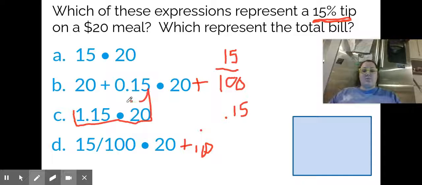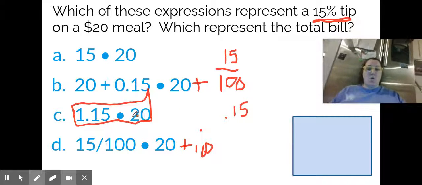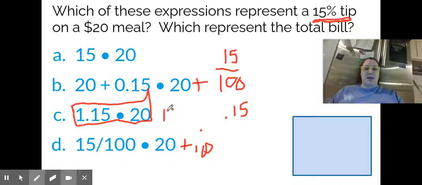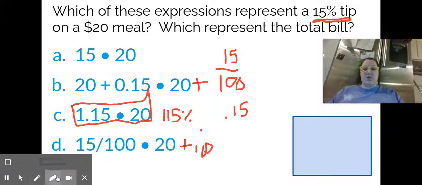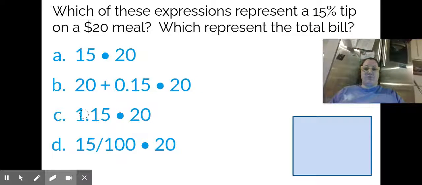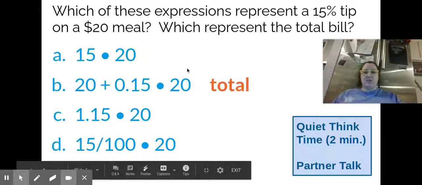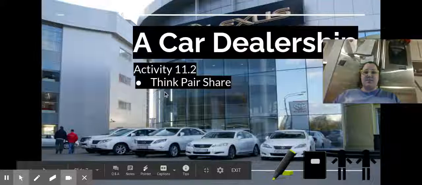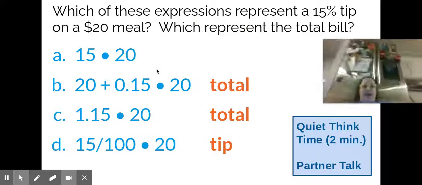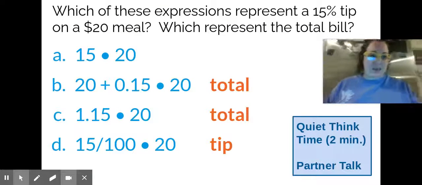Okay. The reason why this one would be the total is because you have one whole amount of the 20 plus 0.15 of the 20. Or you can think of it as 115%, the percent overall. So let's go ahead and check our work here. Okay, so the first one we said we didn't use it all, so let's check. So we got total and total, so we were right on those. This one is the tip, and that top one was not used at all.